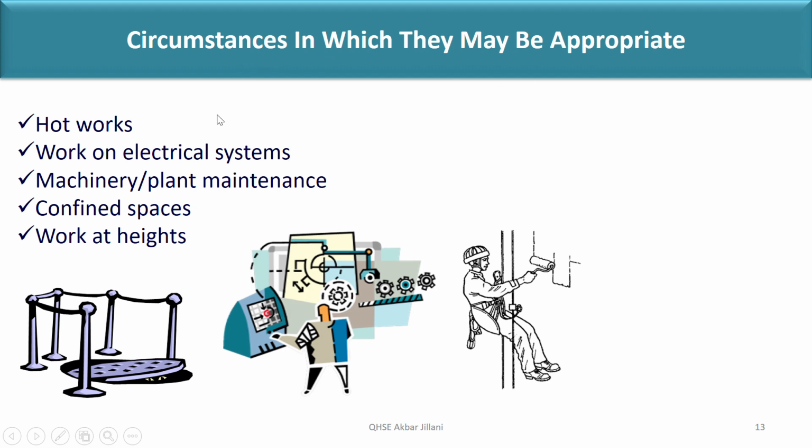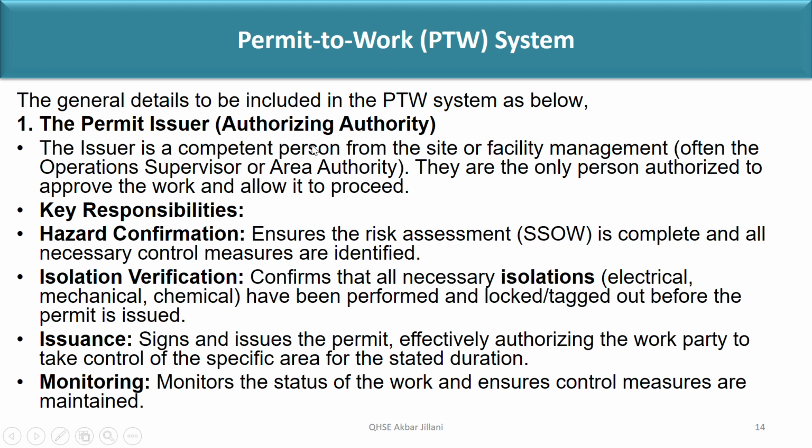Now, circumstances in which they may be appropriate, like hot works, work on electrical systems, machinery and plant maintenance, confined space work, or working at height. Permit to work system: there will be some parties involved, so we will just take them one by one. The issuing authority.